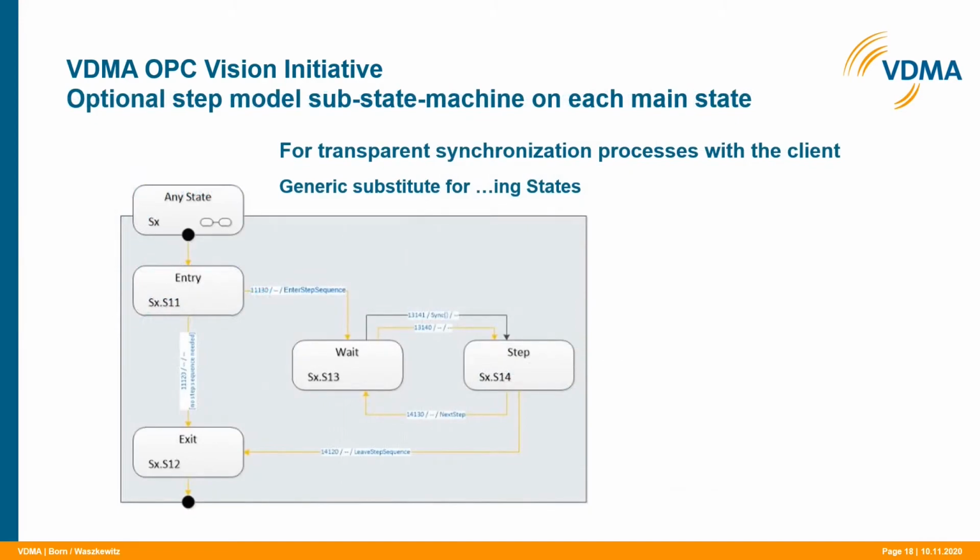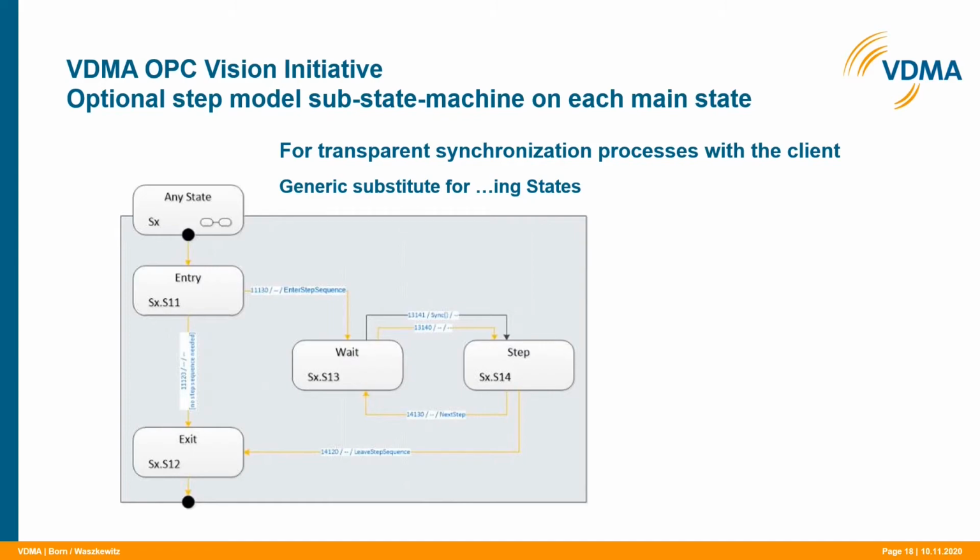Finally, the specification standardizes the vision step model state machine. This can optionally be used as a substate machine in any other state, most typically a single execution state, to model synchronization processes with the client. The step model dispenses with -ing states, pass-through states like starting between ready and single execution. Instead, the model transitions immediately into the target state and, if need be, goes through a step model to give the client detailed synchronization information.